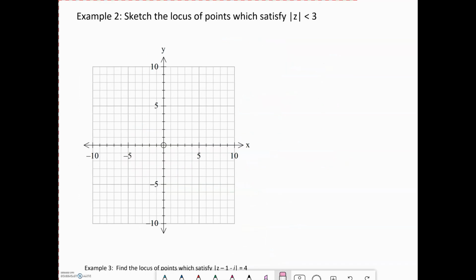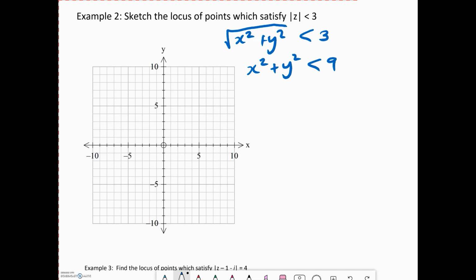In this example, we're looking at locus which satisfies the constraint modulus of z less than 3. So now let's start with what the equation is going to be. Let's look at it algebraically. Let's say z is x plus iy, then modulus of z is the square root of x squared plus y squared, and we're looking for that to be less than 3. So if we square both sides, we have x squared plus y squared less than 9.